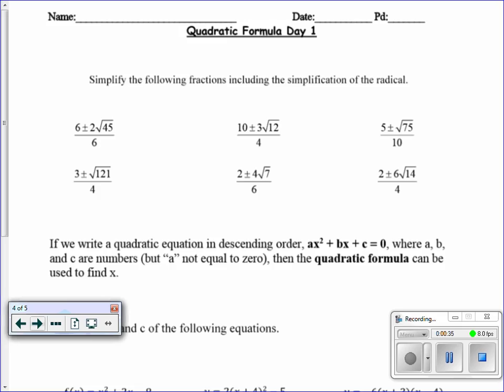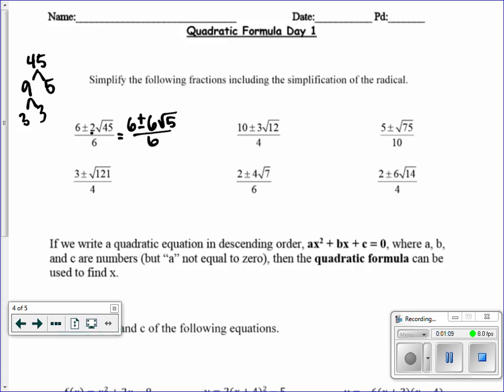So if you look at the first one, the first thing we can simplify is that radical. We have this radical of 2 root 45. Remember we talked about simplifying the radical. 45 would be 9 times 5, and then 3 times 3. So that radical would really be a 3 on the outside, and then a 5 left in the radical. Since there was already a 2 out there, the numbers will multiply. So this can equal 6 plus or minus 6 root 5 over 6.